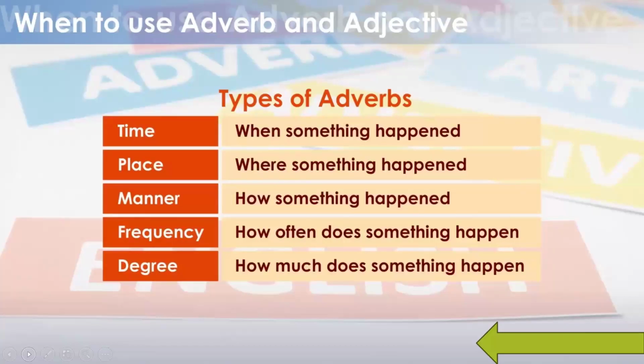Types of adverbs: time, place, manner, frequency, degree. Time: the question should be asked when something happened. Place: where something happened. Manner: how something happened. Adverb of frequency gives the meaning of how often something happens. Adverb of degree gives the meaning of how much something happens. So, time, when; place, where; manner, how; frequency, how often; degree, how much.